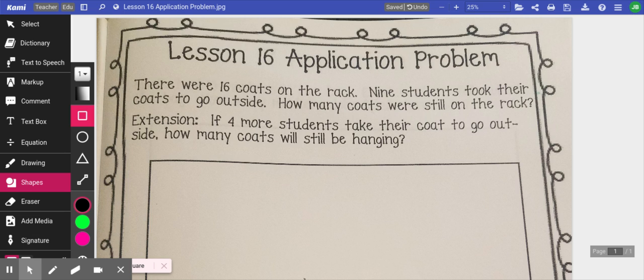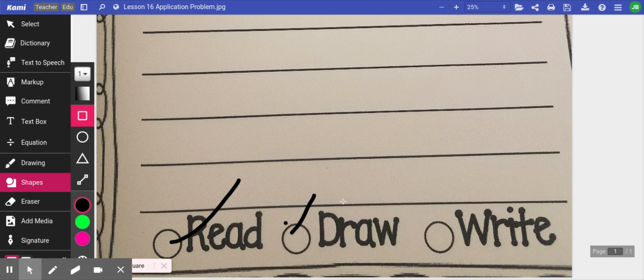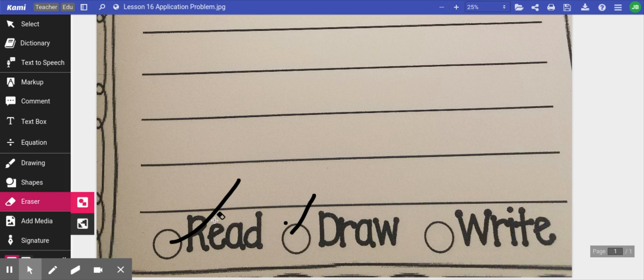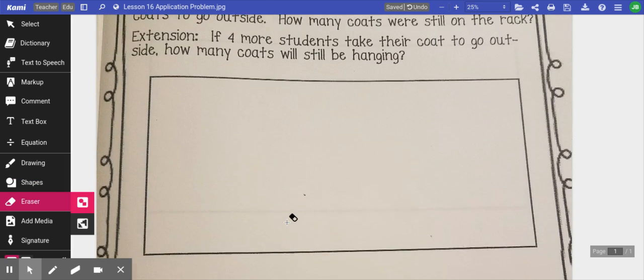Okay, first we're going to start with our application problem, lesson 16, inside your orange book. If you do not have your book, you can use your whiteboard and marker or a piece of paper and a pencil. So let's start with our read, draw, and write. Let me erase those. We're going to read it first, and then we're going to draw, and then we're going to write. So I'm going to read it.